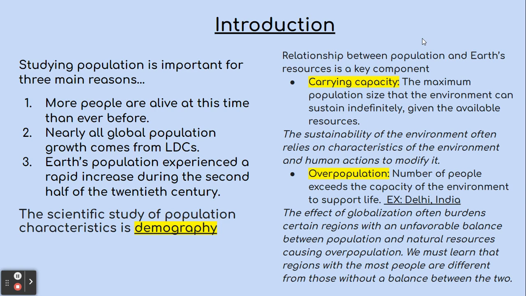An example can be seen in Delhi, India. As the world is growing to be more globalized, geographers argue that certain regions are burdened with an unfavorable balance between population and natural resources, which is what causes overpopulation. We must learn that regions with the most people are different from those without a balance between the two.